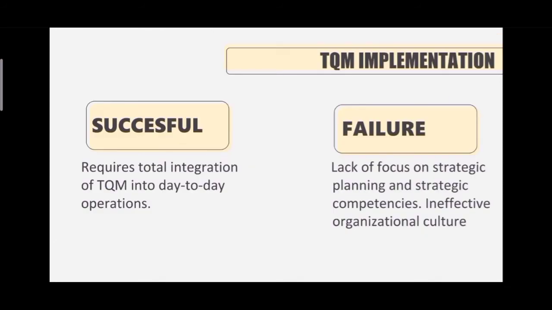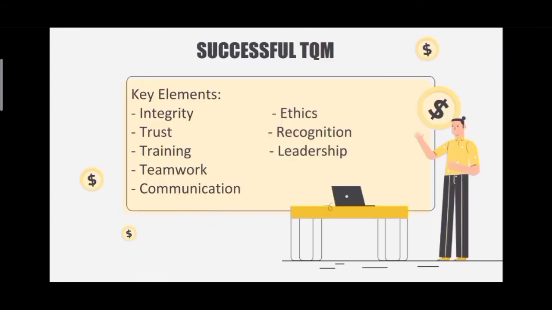Now the implementation of TQM is a two-way road. The successful implementation of TQM requires total integration of TQM into day-to-day operations, while failure of implementation means that you lack focus on strategic planning and competencies. Also, it means that you have an ineffective organizational culture. Now, what are the key elements for a successful TQM?